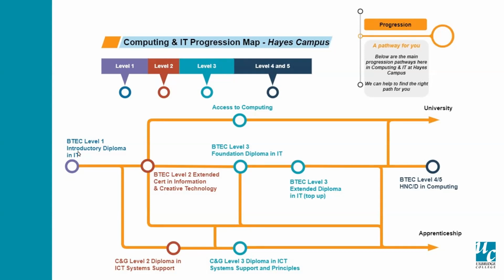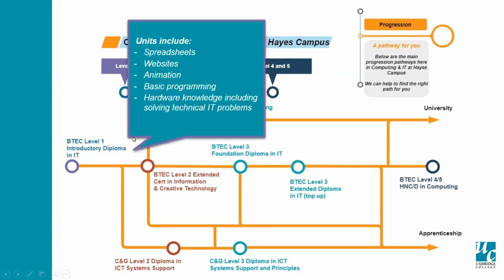So I just want to progress on to talking a little bit about what each course has to offer. Our level 1 course is a foundation introductory to some key concepts in information technology, including spreadsheets, websites, programming, and basic hardware and IT knowledge. It gives a student a really good solid foundation to move forward from. And from there, we have students progress on to level 2.